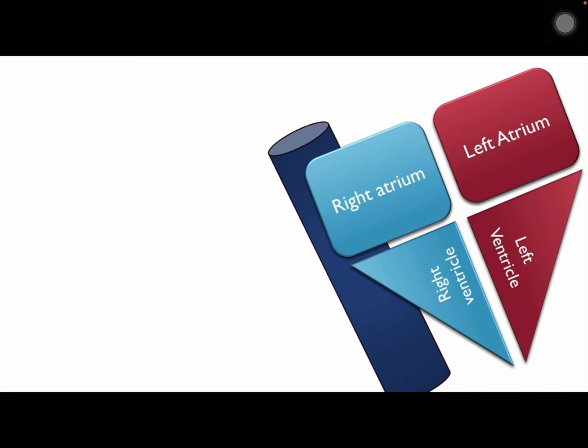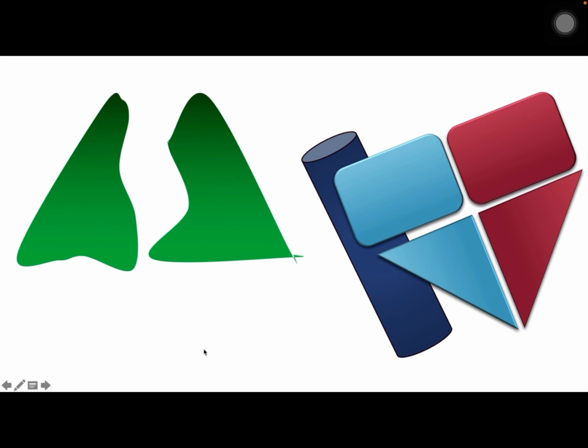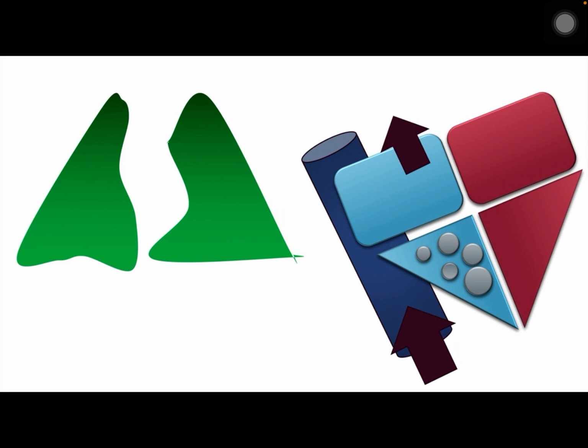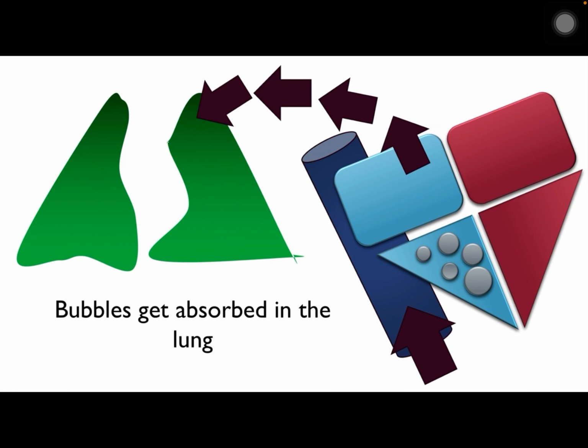Now, let us orient ourselves with this diagram. This is the superior vena cava, this is the inferior vena cava, this is the right atrium as labeled, and the other chambers are labeled as well. In a normal individual, when the bubbles reach the inferior or superior vena cava, they would reach the heart on the right side, and from the heart, they would go through the pulmonary artery to the lungs, where they would get absorbed in the lung.